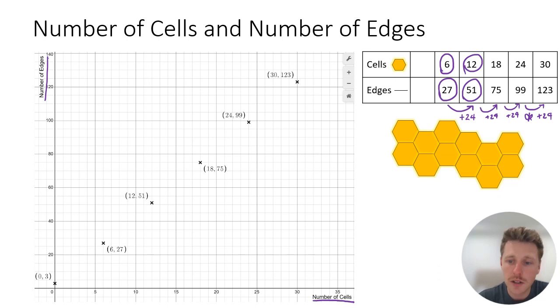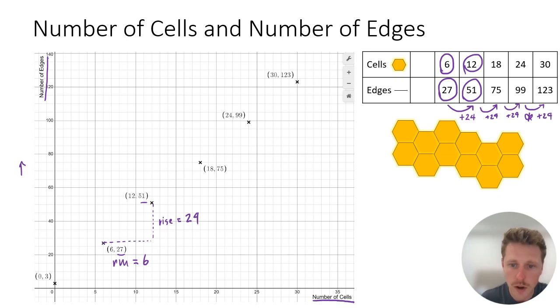What we'd like to know is the relationship between them, right? We know it might have something to do with this 24, but let's use the trick we used before. We want to know the rise over the run. So the rise is how much we go up. Well, we go from 27 to 51 up the y-axis, or in this case the number of edges goes from 27 to 51, so that goes up by 24. So the run, 6 to 12, that's a run of 6.